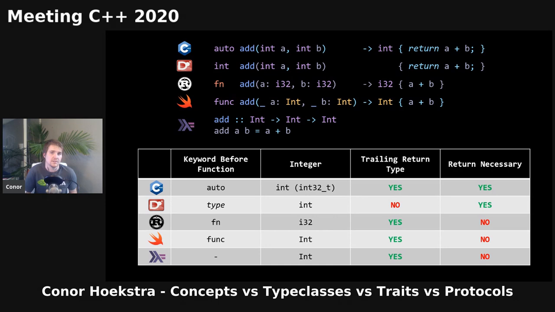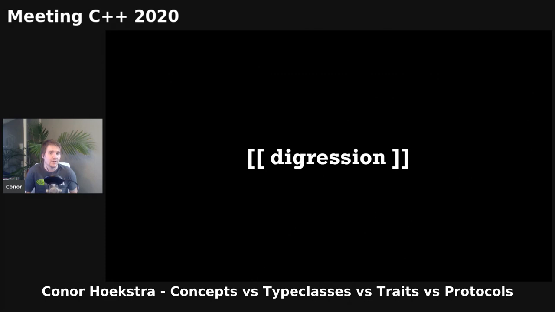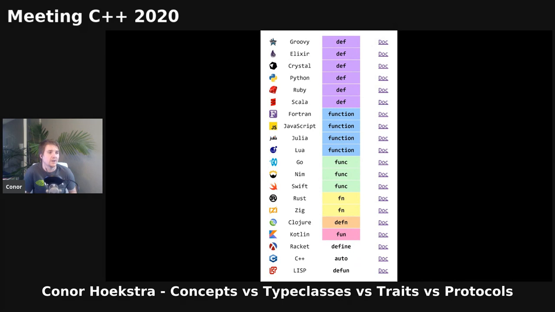So as I mentioned, we're going to go on a small digression here and look at way more languages than just these five when it comes to the keyword before a function name. So note that this isn't entirely accurate. For Clojure, technically defun is a macro. Some languages have two keywords that you can use for functions. So we'll zoom in and take a closer look.